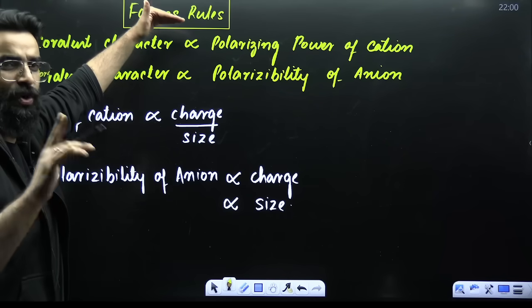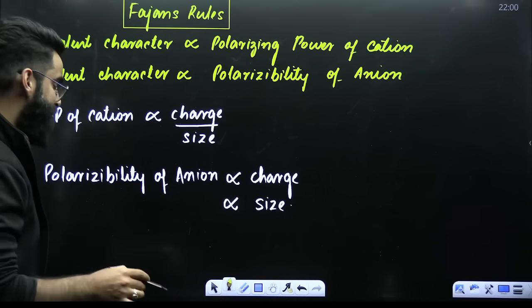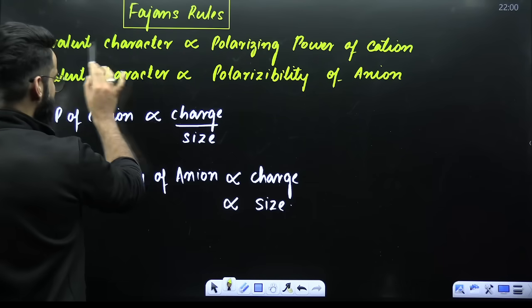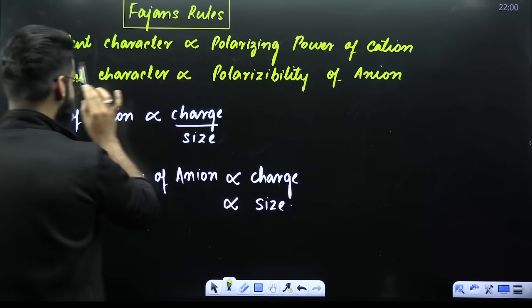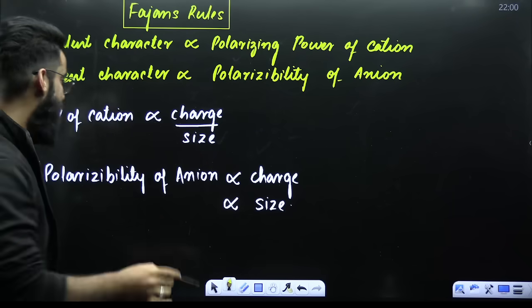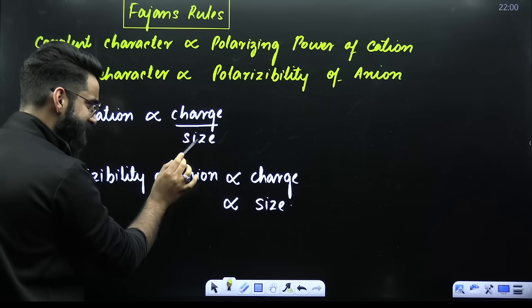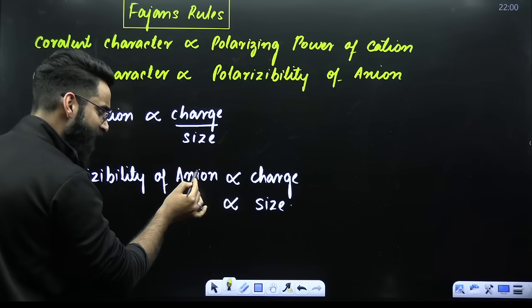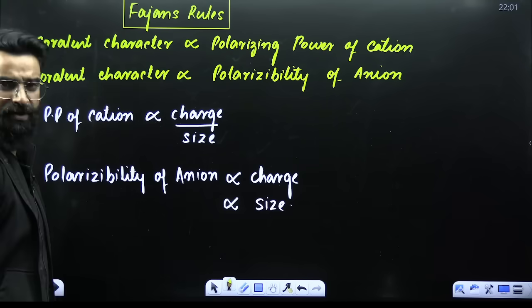My dear students, there is a short question asked every year from your Fajan's rules. As per Fajan's rules, covalent character is directly proportional to polarizing power of cation, and also directly proportional to polarizability of anion. Polarizing power of cation depends on two factors: charge on cation and size of cation. Polarizability of anion depends on charge on anion and is also directly proportional to size of anion.